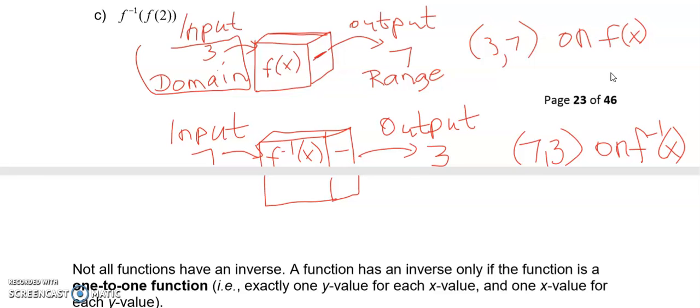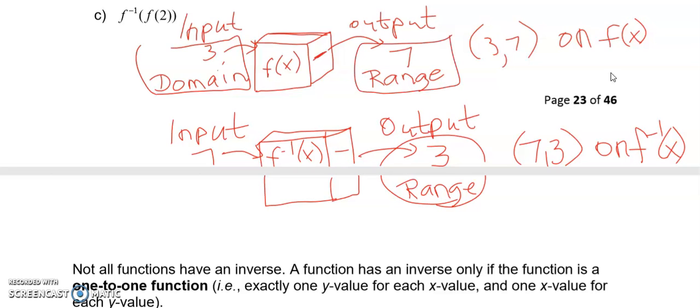Do you notice that turned into the range of your inverse? Look at that. So the domain of the function is equal to the range of the inverse. And the range of your original function, which was a 7, suddenly turned into the domain of your inverse. Now that's another important property there as well. All right, that's very important.